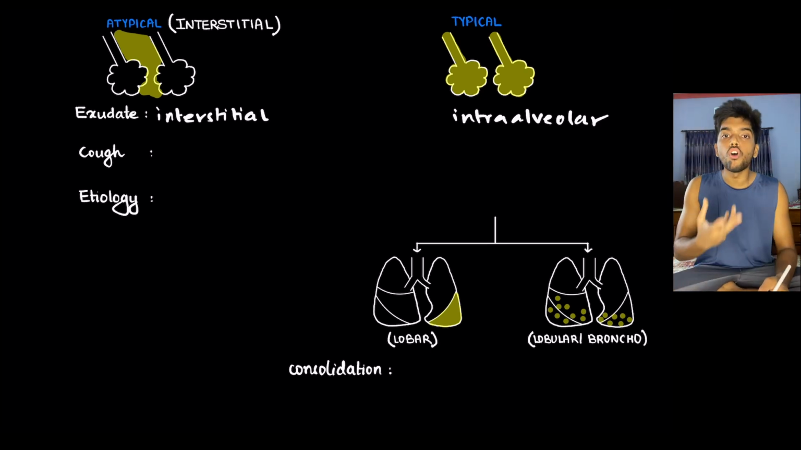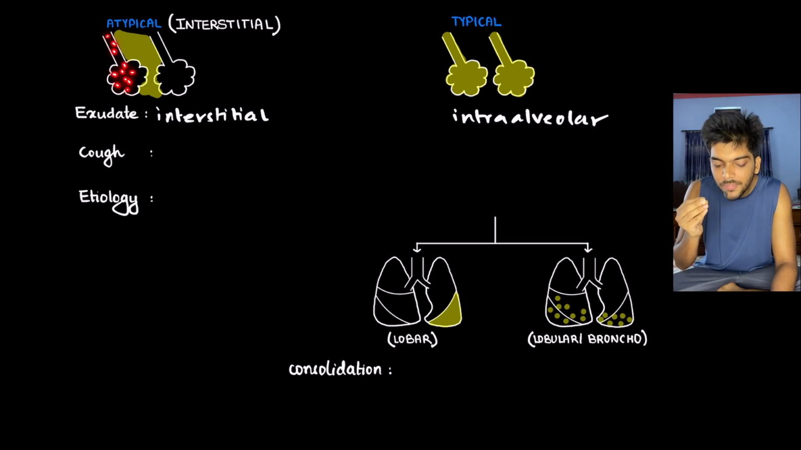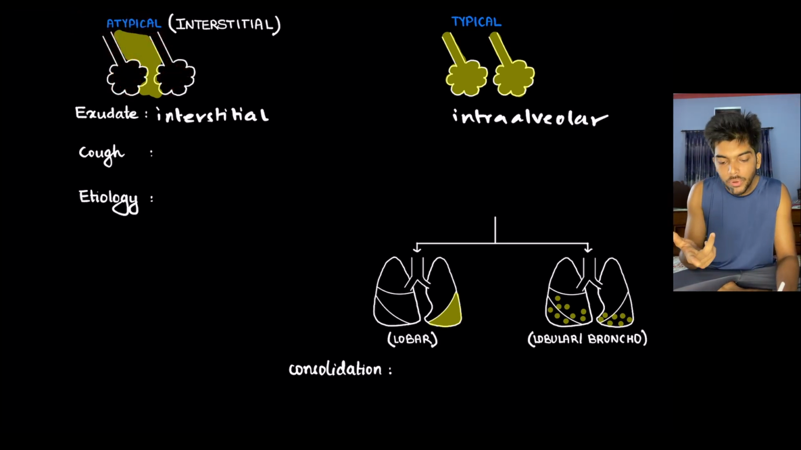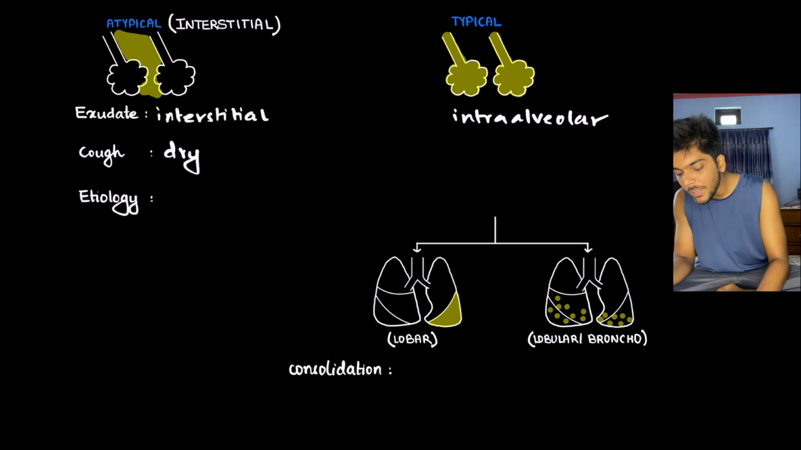Cough. When you cough, what happens? Whatever content is present within the respiratory tract, within the alveoli, gets pushed outside due to pressure difference. In atypical pneumonia, since there is no exudate inside the alveoli, the alveoli are empty, so the cough is dry, nothing comes out. But in typical pneumonia, the intra-alveolar space is filled with exudate, so when you cough, this gets pushed out of the mouth as well. So the cough is productive.